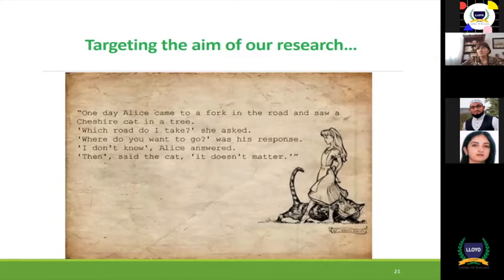This is Alice in Wonderland. I don't know whether you know this story. We know it here in Europe. This is the short story from it: one day Alice came to a fork in the road and saw a cat in the tree. And she asked, which road do I take? Where do you want to go? was the response. Oh, I don't know, Alice answered. So then, said the cat, it doesn't matter. If you don't know where to go, any road will take you there.